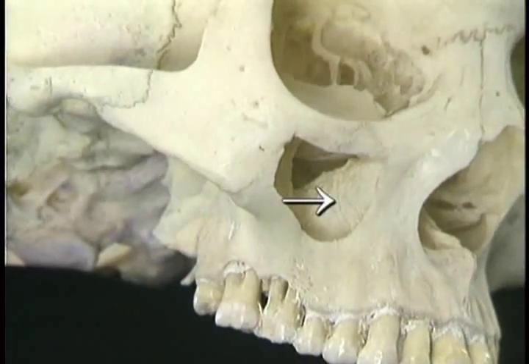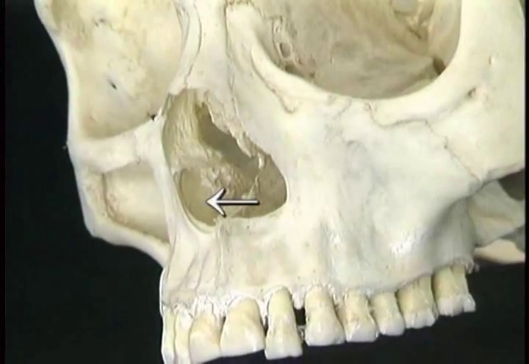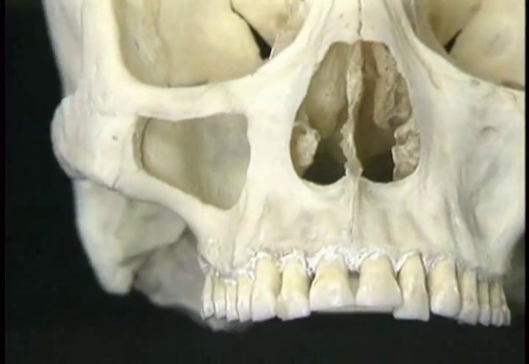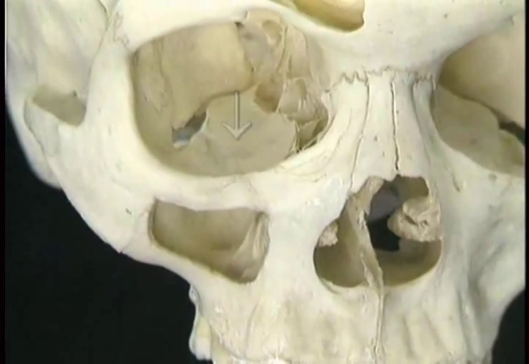The medial wall of the maxillary sinus is also the lateral wall of the nasal cavity. Its roof forms a large part of the floor of the orbit.